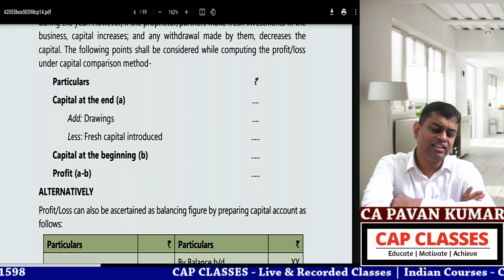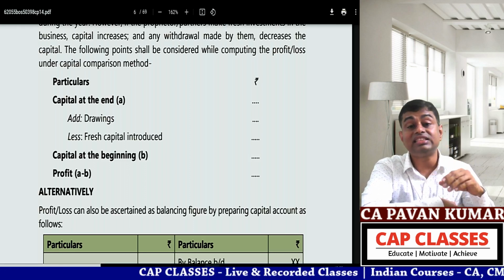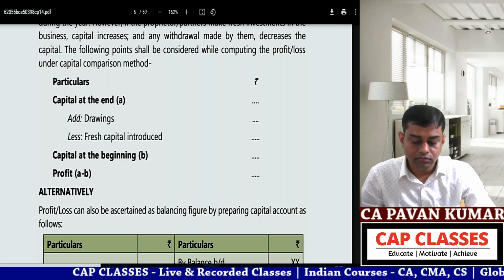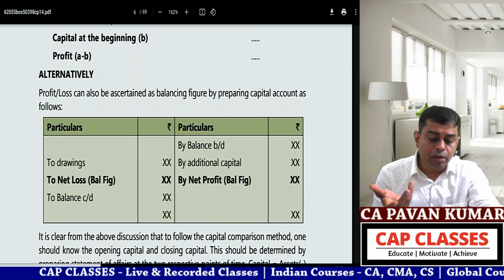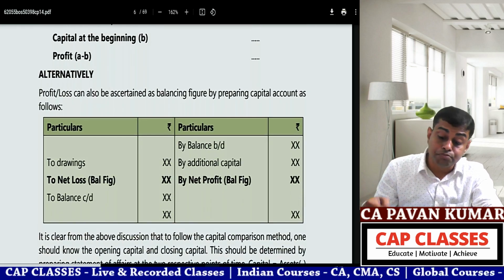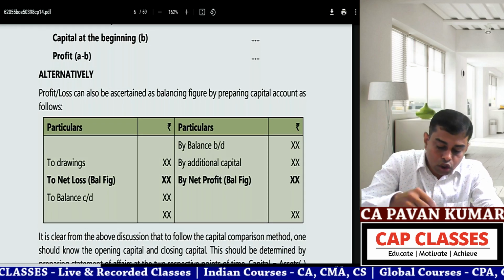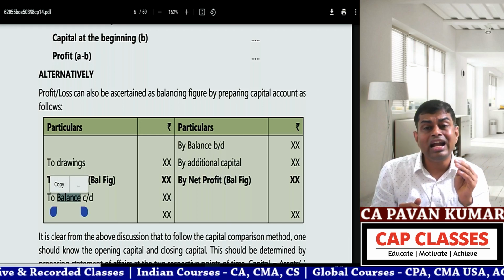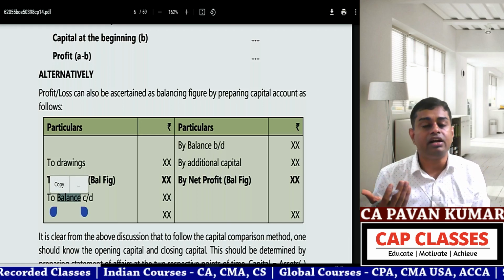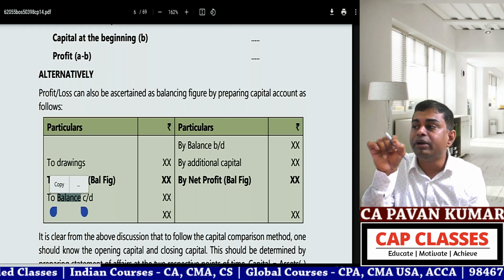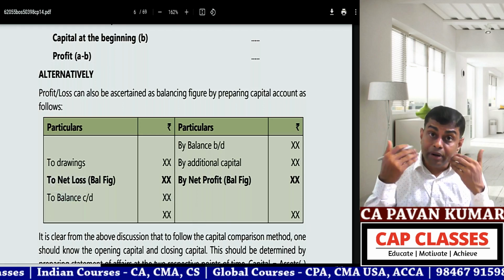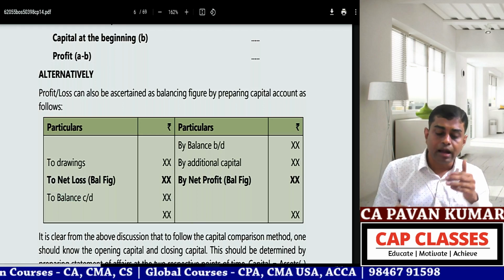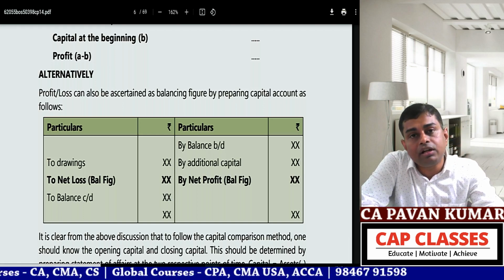Answer, is there any other way? The same thing, whatever you have written in the statement can be written in one ledger account also. Okay, look at the ledger account. Capital account you are preparing. Capital account. By balance brought down, opening balance. To balance carried down, closing balance. Drawings will reduce capital, so debit. Additional capital will increase capital, so credit. So first what you write, by opening balance brought down. If you bring any additional capital, by additional capital. If you withdraw money, to drawings. Closing capital, to balance carried down, closing capital.